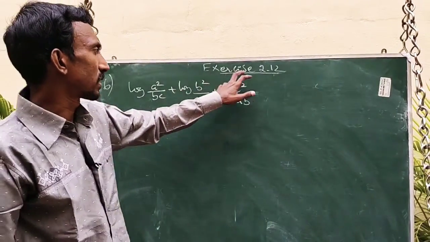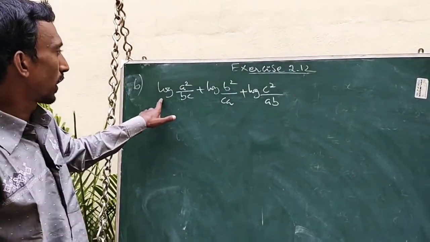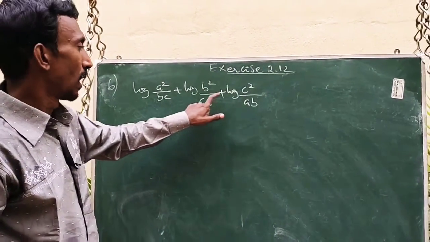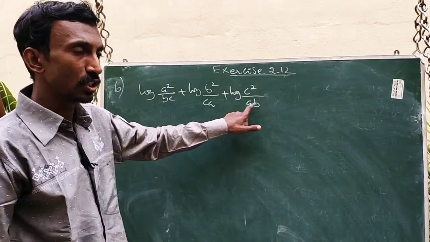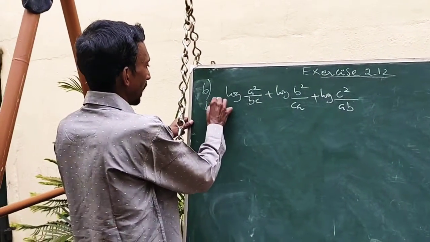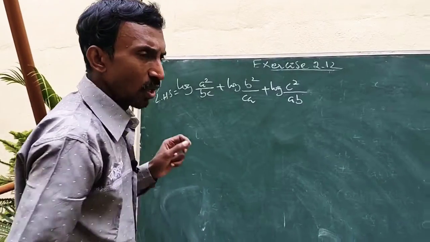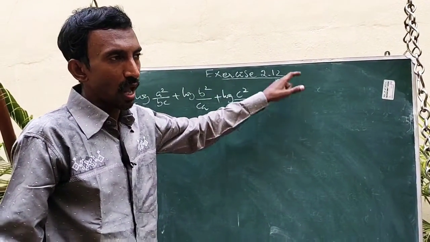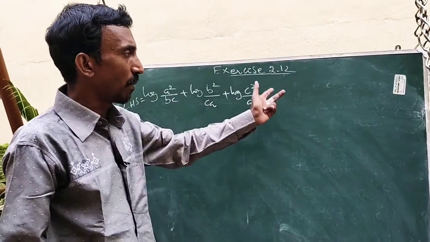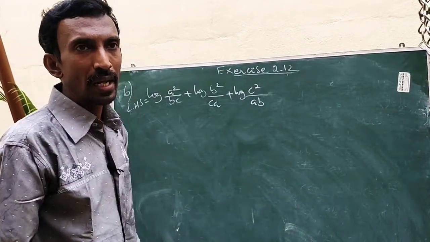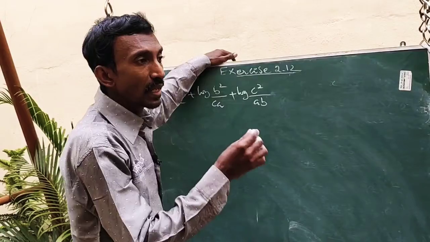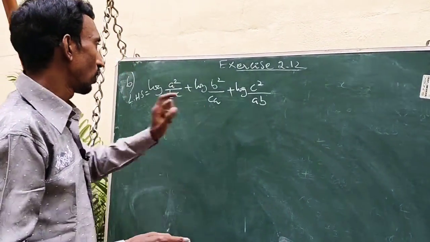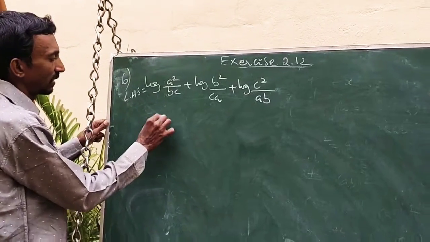Next, in the exercise 2.12, prove that log a square by bc plus log b square by ca plus log c square by ab equal to 0. So let me take the LHS. We know the logarithm product rule. Log ab equal to log a plus log b, vice versa, log a plus log b equal to log ab. Similarly, log a plus log b plus log c means log abc. So use that property here. Directly we are getting the answer.